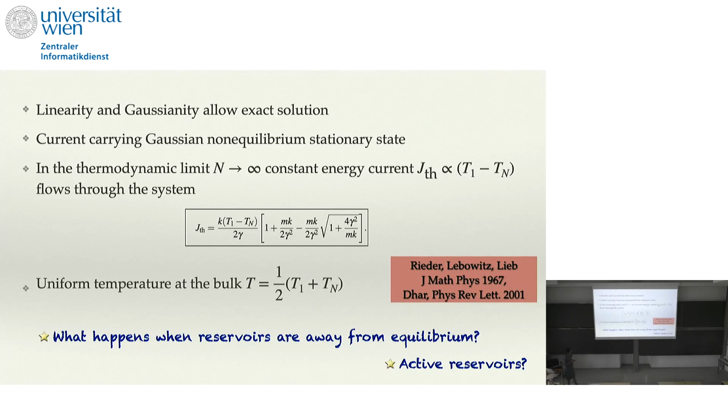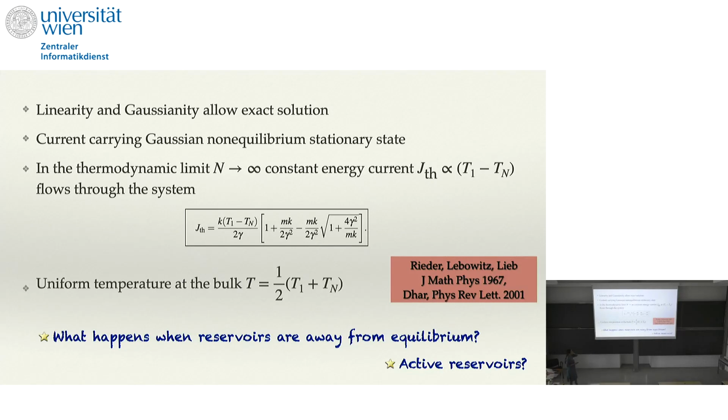the current flowing through the system survives even in the large macroscopic limit, and the current is proportional to the temperature gradient. And it was also shown that the kinetic temperature, which is defined as the average energy of the oscillators in the bulk, attains a uniform profile, which is given by just the average of the temperatures of the two reservoirs.